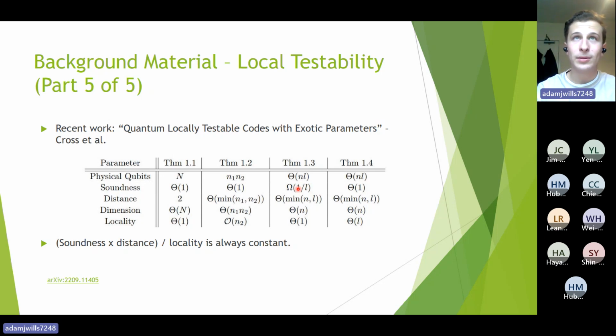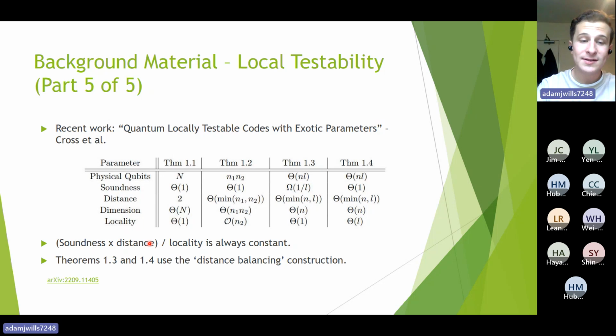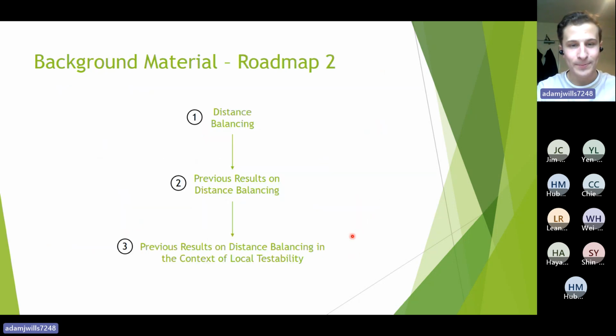In fact, for a full-blown quantum locally testable code of fully optimal parameters, that will of course be linear. And so we do want to consider the regime, just as an example of a parameter regime, where this is super constant. So this is scaling. And the last thing I will mention, because it's important to us, is that theorems 1.3 and 1.4 use the notion of distance balancing. And in fact, they distance balance theorem 1.1 to get these results. And distance balancing is something that I will go on to talk about now.